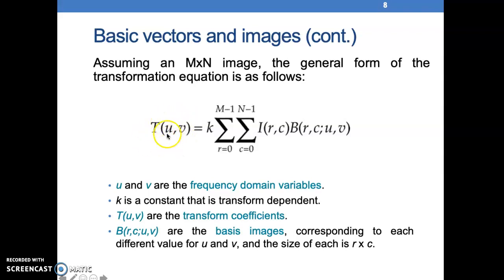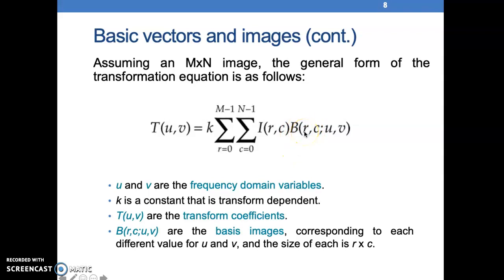Where T(u,v) is the transformation, K is the constant that is transform dependent. This is a summation, where M is the number of rows and N is the number of columns. I(r,c) is the input image, meaning the spatial image, and b(r,c,u,v) is the basis image. This is the inner product of the basis image and the image in the spatial domain.